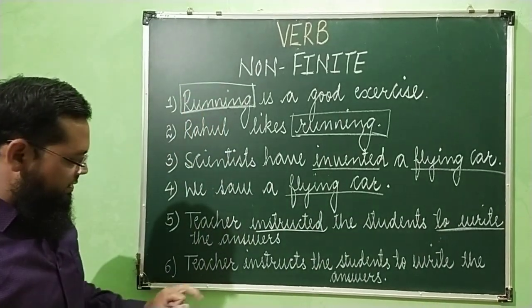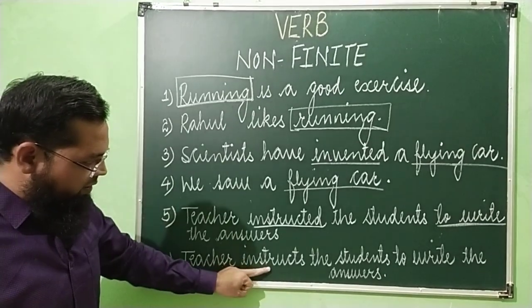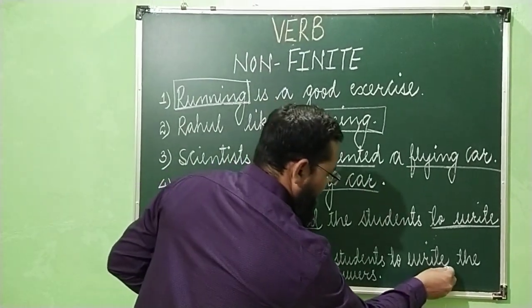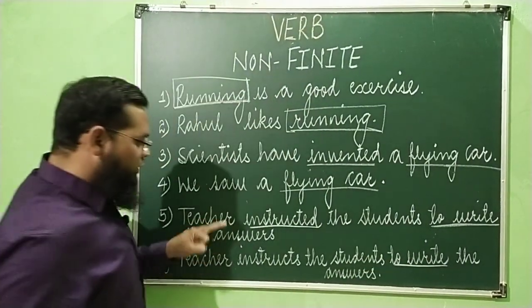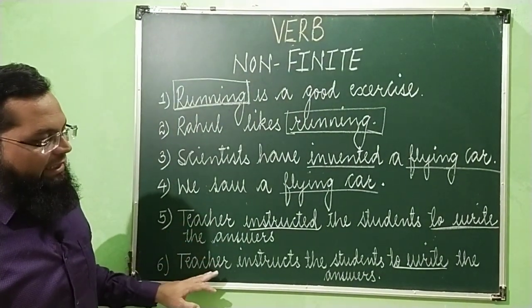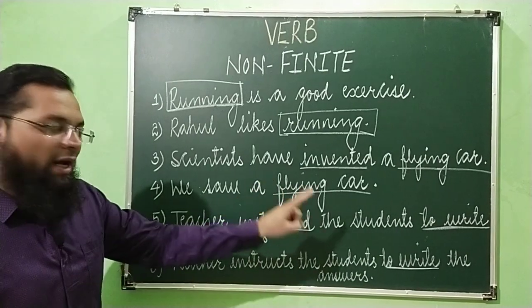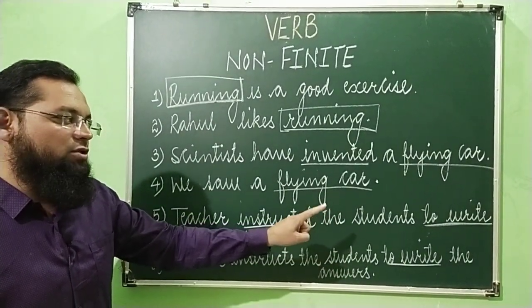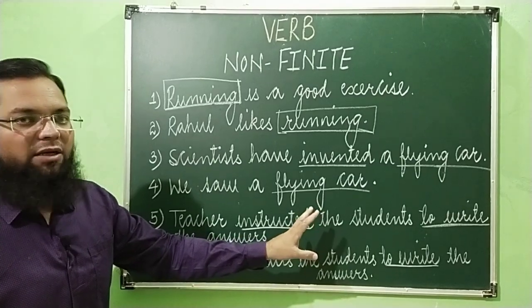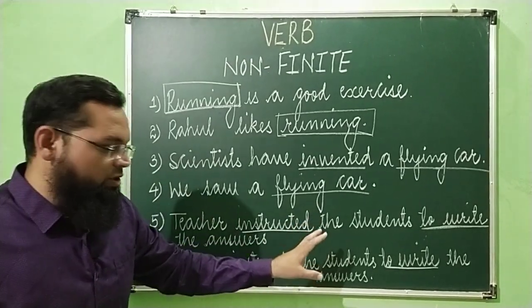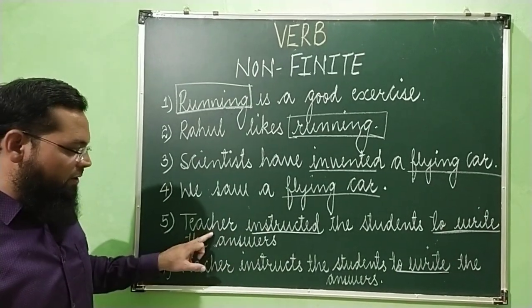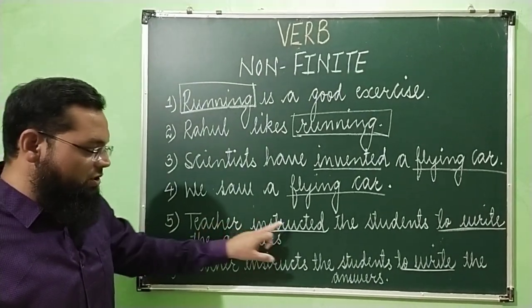And the last sentence, the teacher instructs the students to write the answer. What is the infinitive? To write. So in both the sentences, in the fifth and sixth sentences, to write is an infinitive. In both the sentences, the infinitive is used in the same form. It never changes, or it has not changed. But see here, the finite verbs have been changed. In simple past tense, teacher instructed.